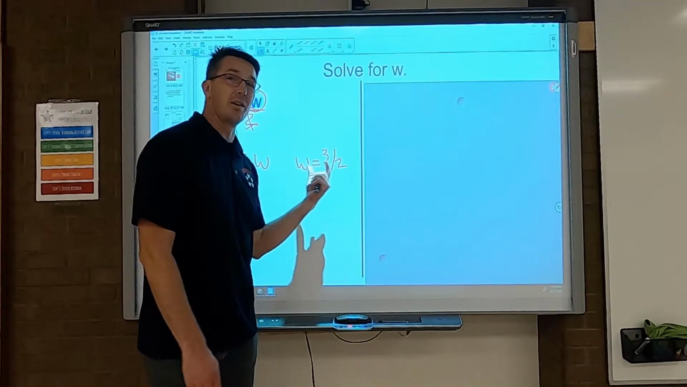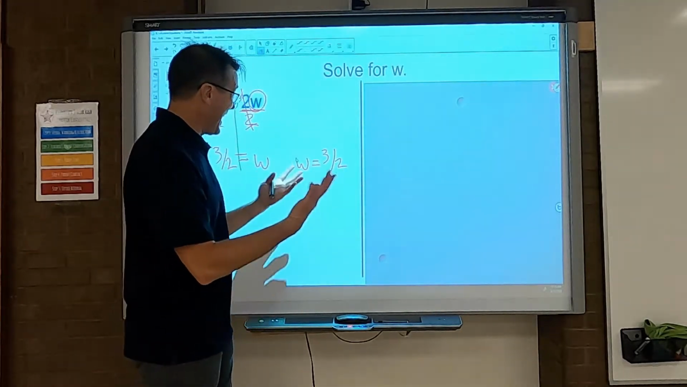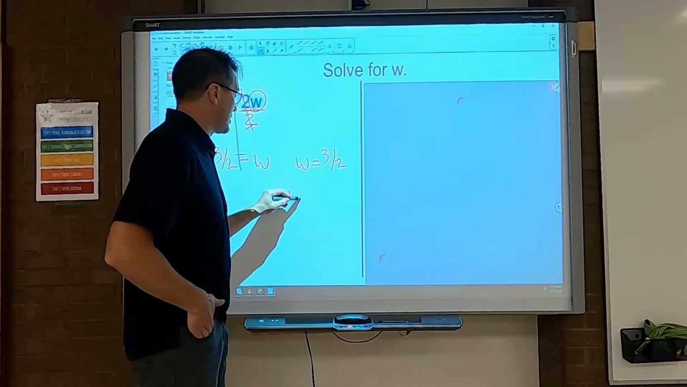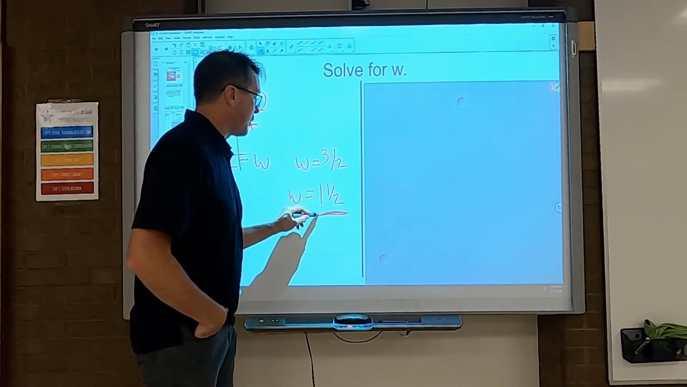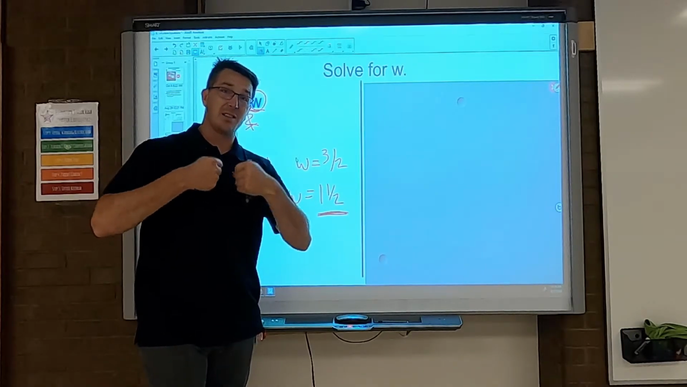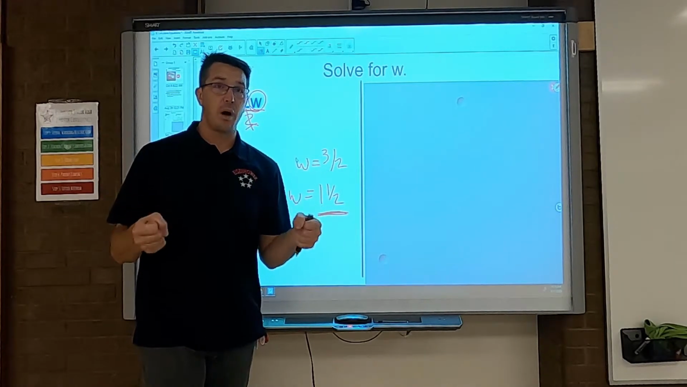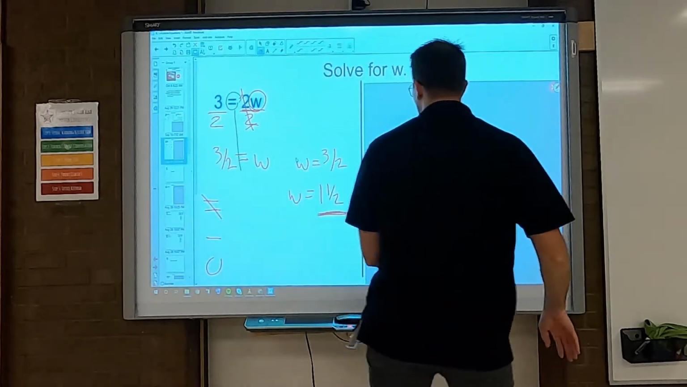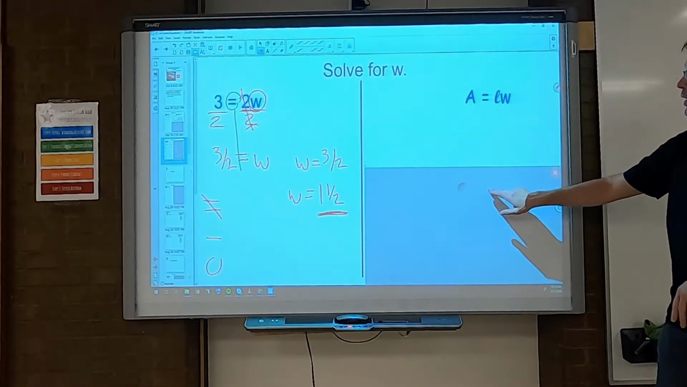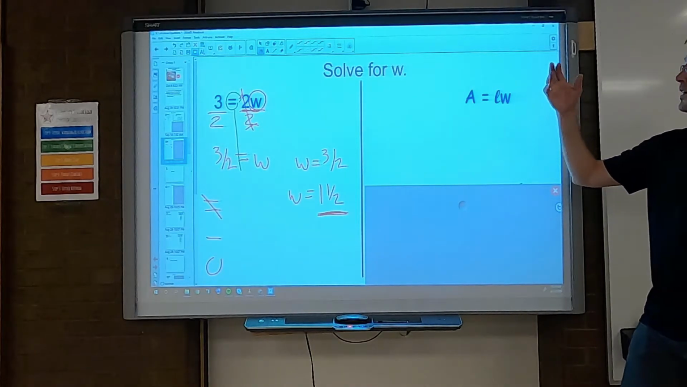Because a lot of times on tests and whatever, the variable's on the left. And if you want to, you could change this into w equals 1 1/2. But you will find as we move forward that turning improper fractions into mixed numbers actually makes problems more difficult. But that's good. Pretty simple equation, right? Let's look at it again. So now we're looking at a formula.